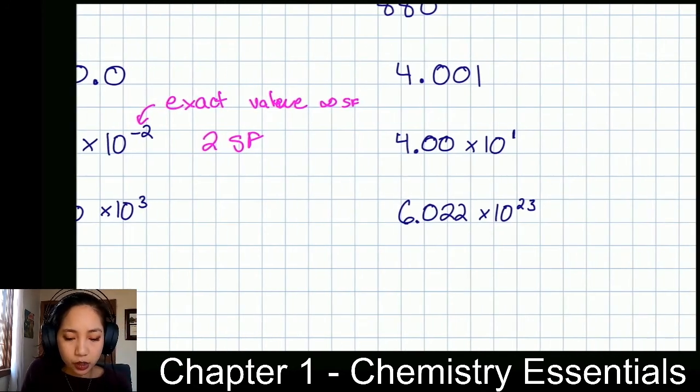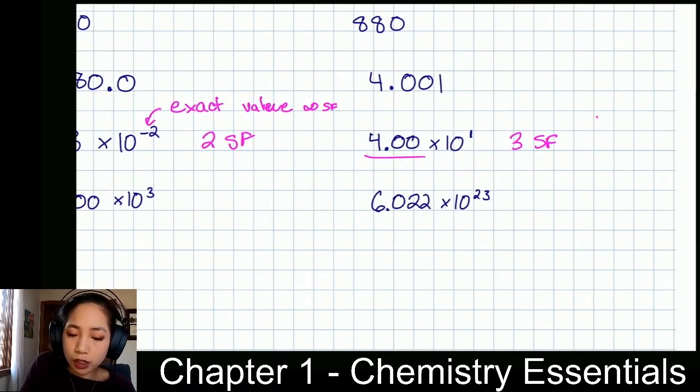All right, so this next one, 4.00 times 10 to the 1. Remember, I took the time to write those zeros at the end. So all of these numbers, 4.00, are significant. So these are 3 sig figs. This is different than if I wrote something like 4 times 10 to the 1. Since I didn't take the time to put the 0.00 at the end, that only has 1 sig fig.